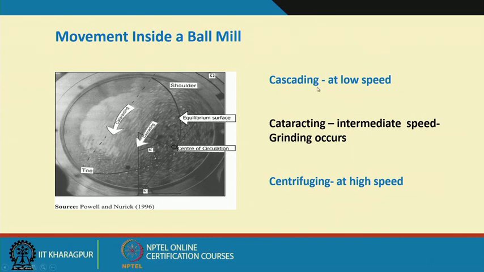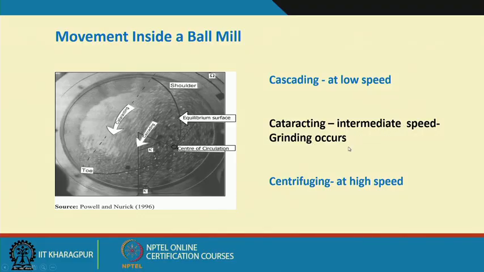Cascading: if I want more of a cascading effect, we have to operate the mill at a low speed, because at low speed there will be cascading action. That means I am giving more chances for breakage of the particles due to abrasion. When you want finer products, you rotate the mill at a low speed, because the cascading, that is the abrasion, helps in fine grinding.